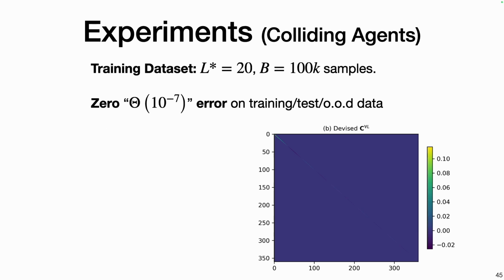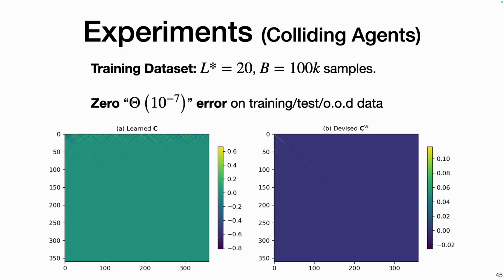For our training distribution, we choose L star to be 20. That is, there are 20 agents. We sample 100k samples. After training, we reach 0 training and test error, even 0 error in samples with different numbers of agents. So with this example, we just validated our representation, convergence, test and out of distribution generalization theories.